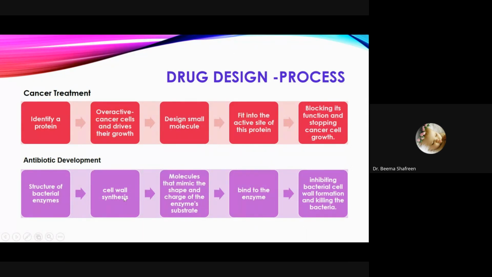And the next one is antibiotic development, where the structure of the bacterial enzymes involved in the cell wall synthesis will be studied. Molecules that mimic the shape, charge, and size of the particular enzyme substrate will be designed, and that particular region will be targeted by the small molecule, which can bind to the enzyme, and thereby inhibit the bacterial cell wall formation and lead to the killing of the bacteria.